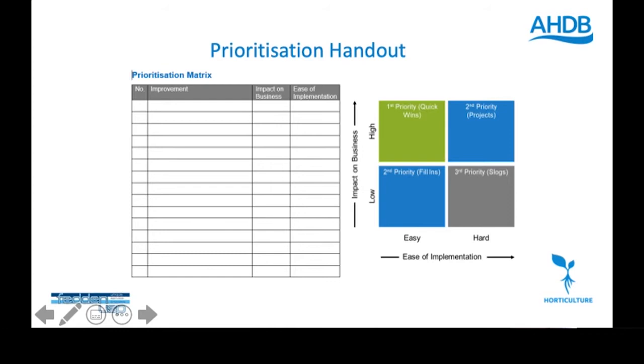Projects being stuff that's slightly longer to implement. These fill-ins are basically easy to do, but not a great deal of benefit behind them. So they're the second equal priority to the project work. So you make a list basically of all the ideas and trials in order of these priorities.